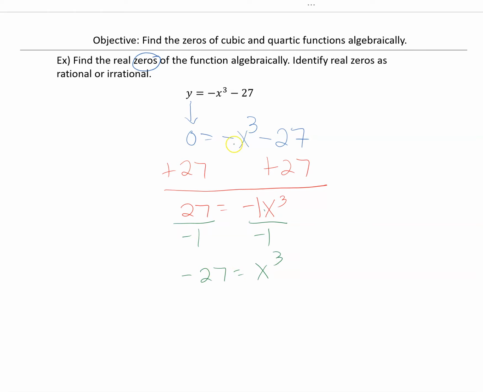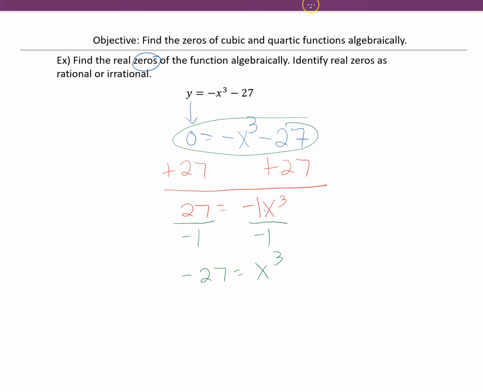You might have wondered if we could have added x cubed to both sides up here in this first step, and we could have. Adding x cubed to both sides would have also given us x cubed equals negative 27, just with the x cubed over on the left side.